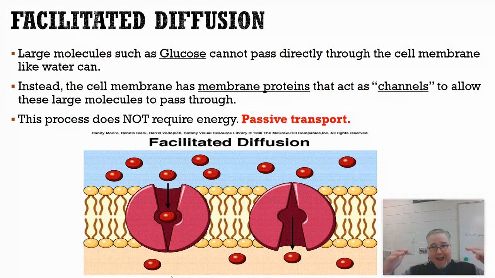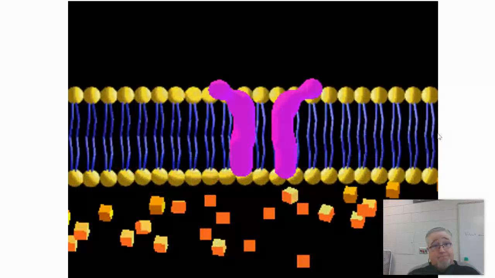Now, because these molecules are moving from high to low, they don't require any energy. This is just the natural flow of molecules when they're going from high to low concentration. So we call that passive. If things are moving from high to low concentration, you don't need any energy. Your cells don't use any energy. They just normally flow in that direction.